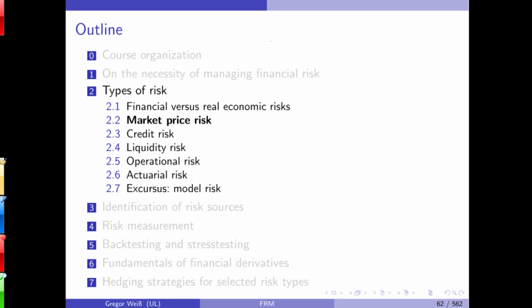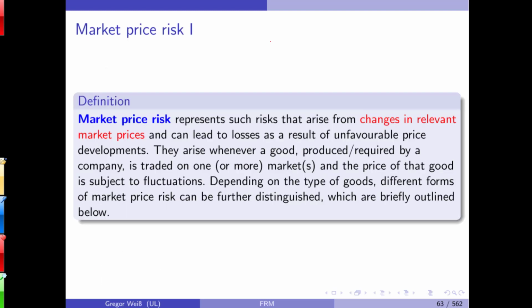Market price risk. First type of risk. It's rather trivial. Market price risk comprises those risks that exist because market prices can change. The only thing interesting here is that market price risk obviously comprises the risk that stock prices change, bond prices change, but also exchange rates change. If you ever see FX, it stands for foreign exchange. So if you have an FX risk, it means foreign exchange risk, meaning an exchange rate might change.